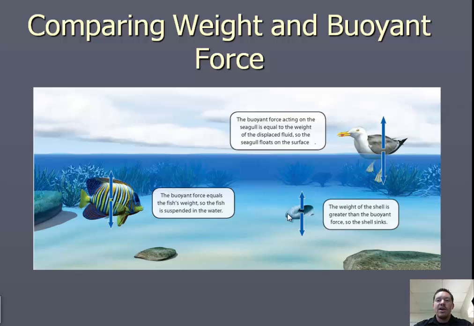If we had an object that we pushed down into the water and we let go and it starts to float, then we're going to say the buoyant force on that object is greater than the weight of that object. That's one example that's kind of missing from this visual, but at least we can get a couple different examples.